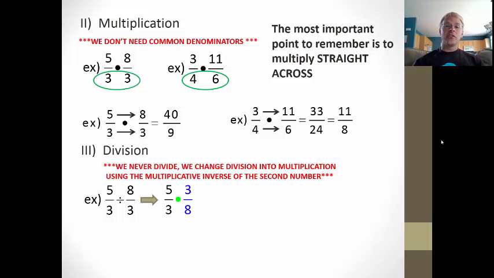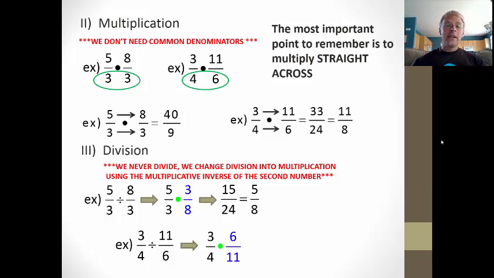So 5/3 divided by 8/3 is going to become 5/3 times 3/8. And at this point, it's just multiplication. Multiply straight across and simplify. Same deal down here with our second example. 3 over 4 divided by 11 over 6 is going to change to 3 over 4 times 6 over 11. Multiply straight across and simplify.